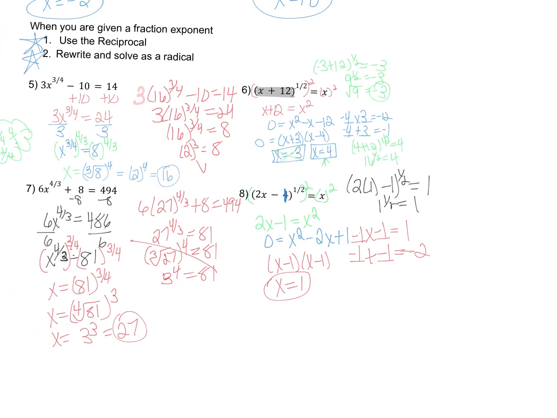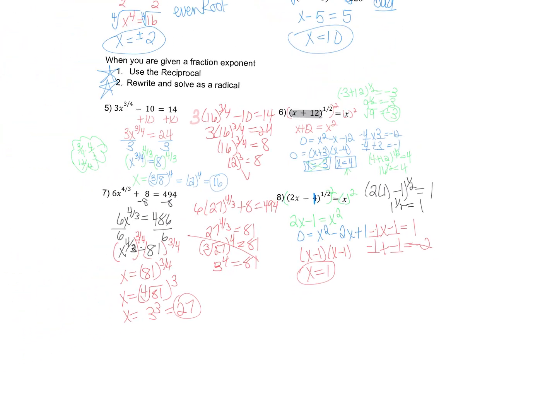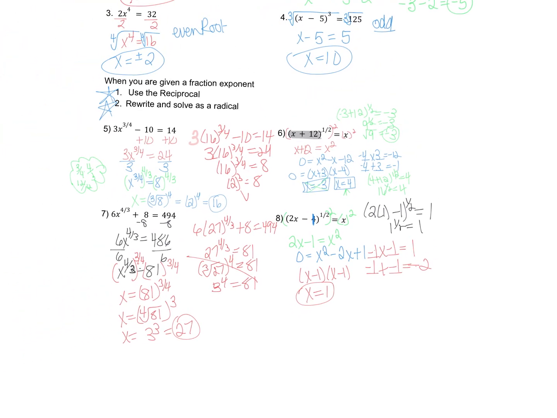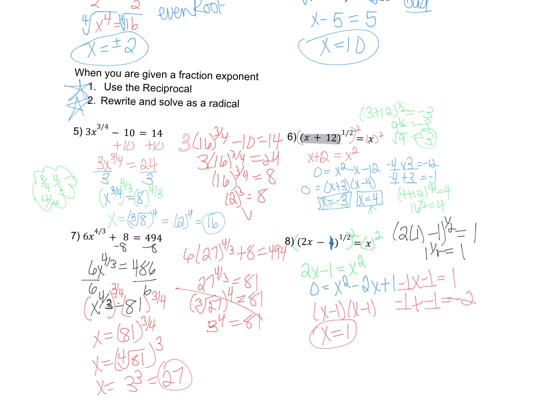So what we want to do, I just want to make sure, I didn't write this up here, I didn't talk about it at the very beginning, but when we have a fraction exponent, we think about the reciprocal, solve it as a radical, and then we also need to make sure we check for extraneous solutions.